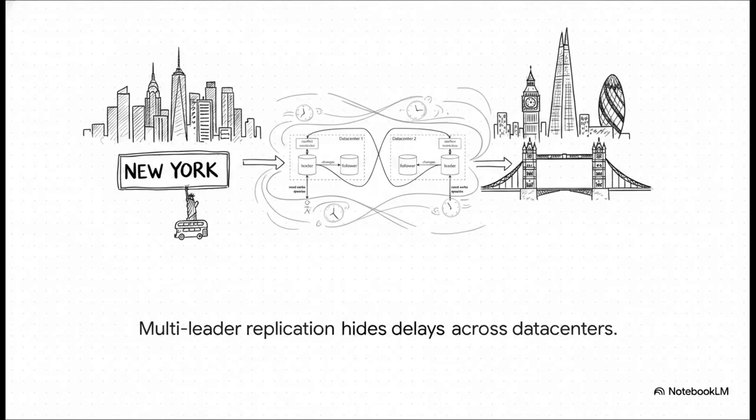And this brilliantly illustrates how it actually plays out across two separate data centers. Let's say data center 1 is in New York and data center 2 is in London. Each one has its very own leader. A user in New York sends their read and write queries to their local New York leader, while a user in London sends theirs to London.